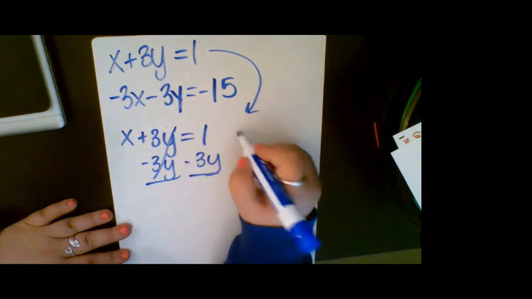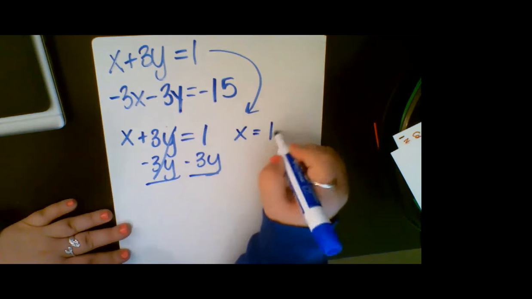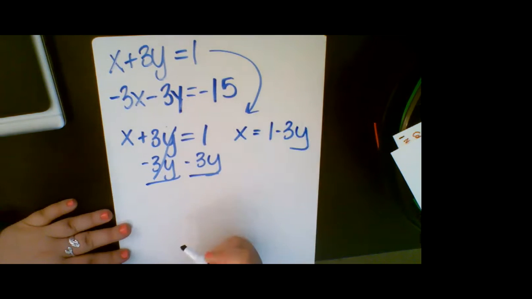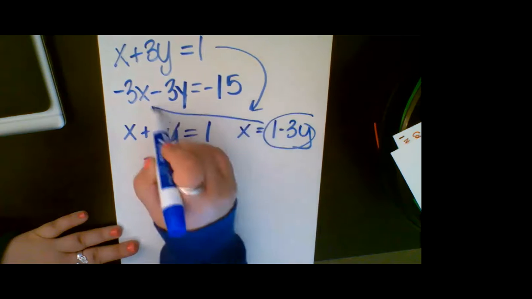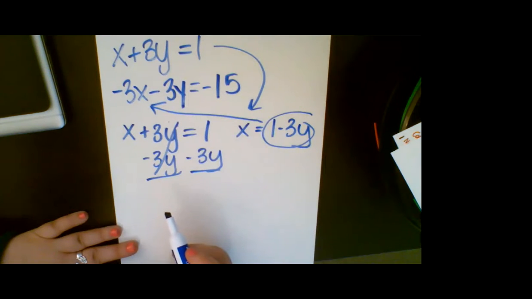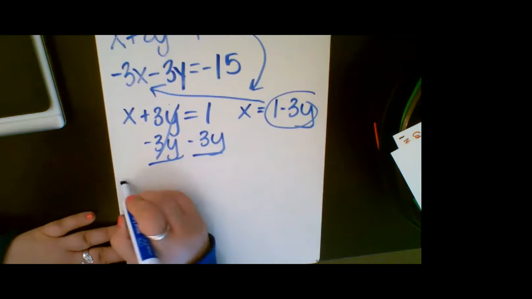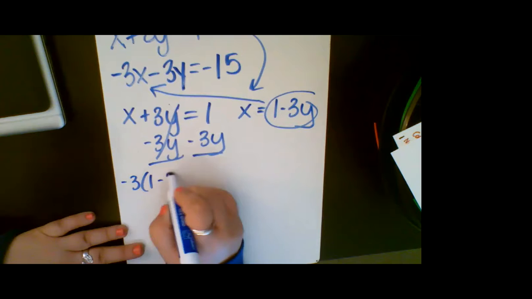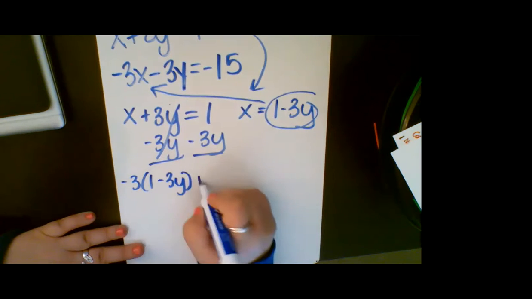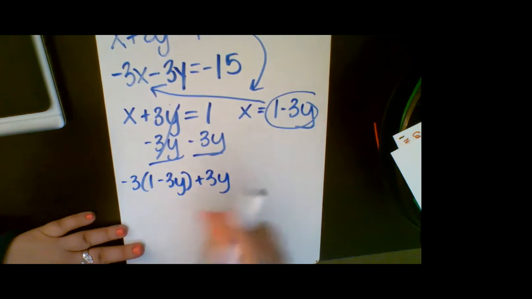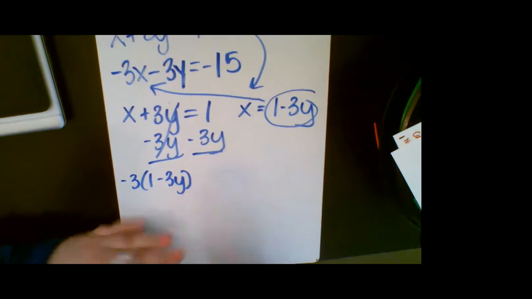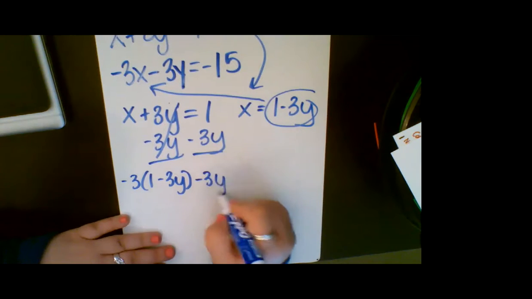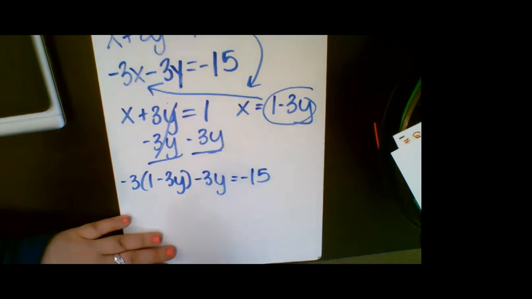Numbers and letters don't go together. So we've got X equals 1 minus 3y. Now X is by itself. We're going to plug this guy in for X in the other equation that we haven't touched yet. So we've got negative 3, 1 minus 3y, plus 3y. Oh, I'm sorry. I was looking at the wrong thing. Minus 3y. Minus 3y equals negative 15.